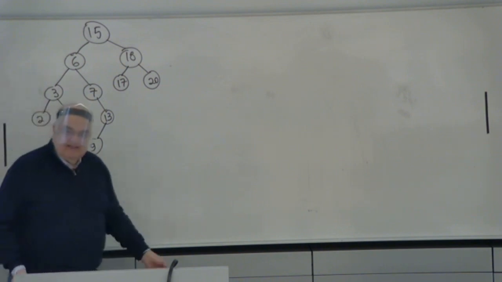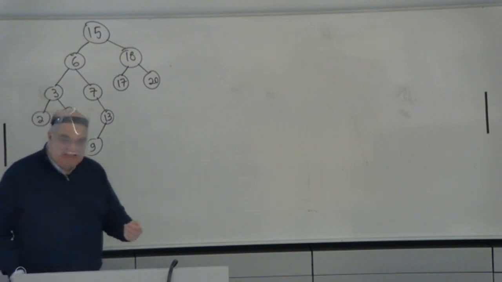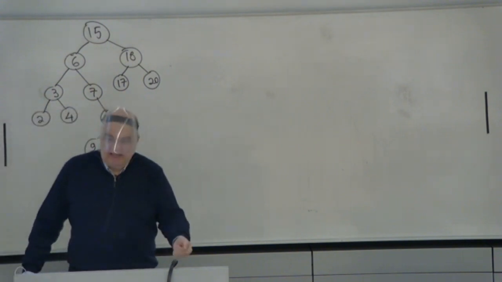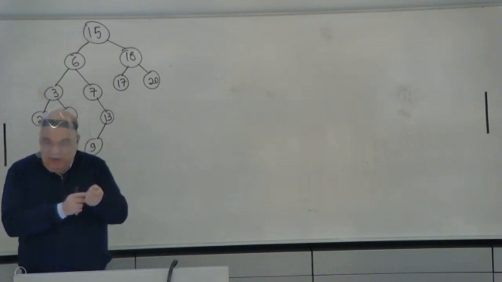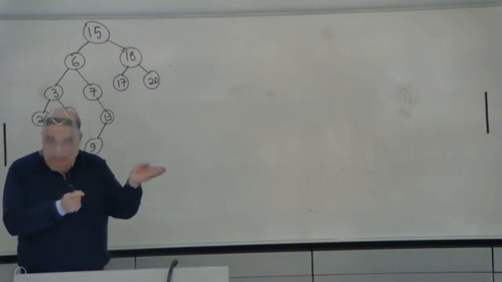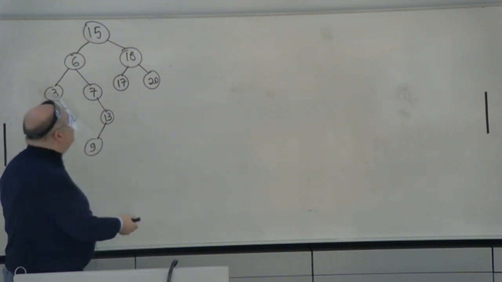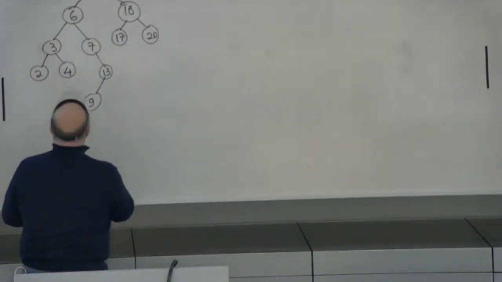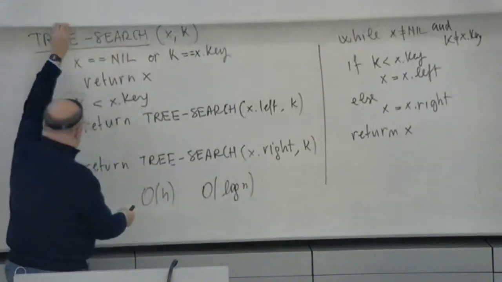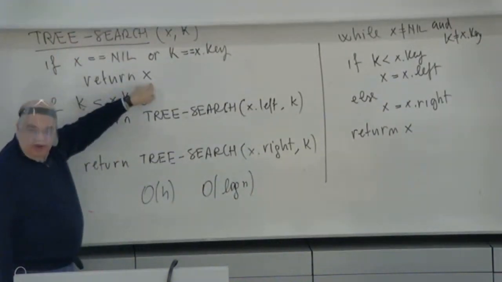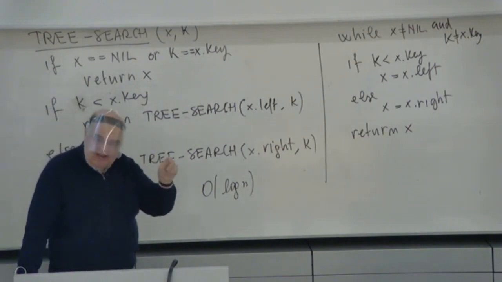Yes, because this is a search. So the answer is in terms of, did you find it? And the answer is either no, I didn't find it, which is nil, or yes, I found it, and I'm returning the node. Now this is typical of all the pointer structures.